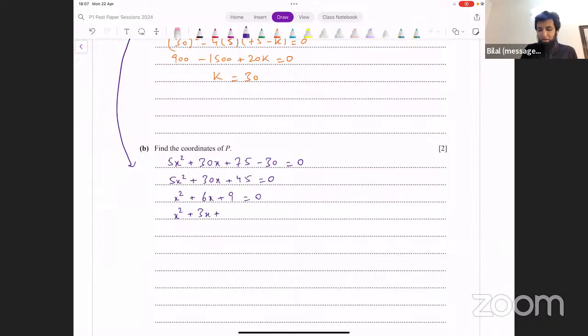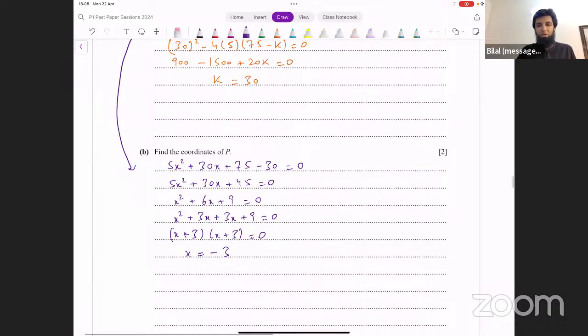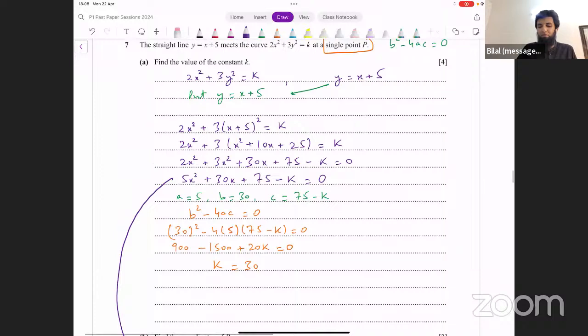If not, you can do middle term breaking like this. X squared plus 3x plus 3x plus 9 equals 0. And that gives you x plus 3 into x plus 3 equals 0. And the value of x turns out to be negative 3. It was expected. We were supposed to have only one value of x. We have only one value of x. Now we need to find the corresponding y coordinate as well. How do we do that? Put that back in any one of those equations.